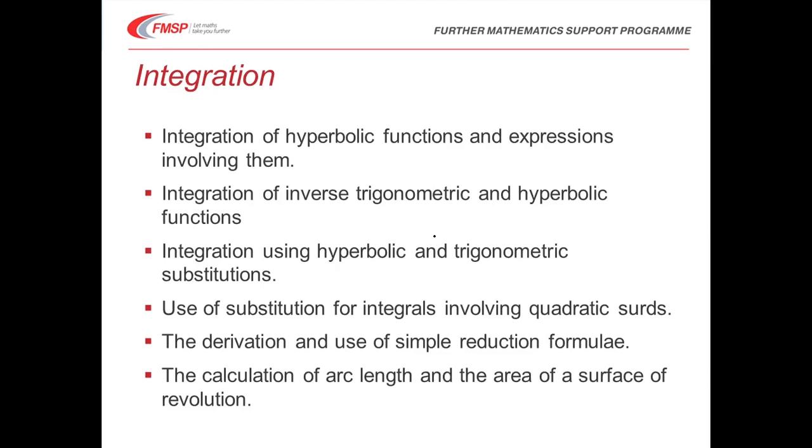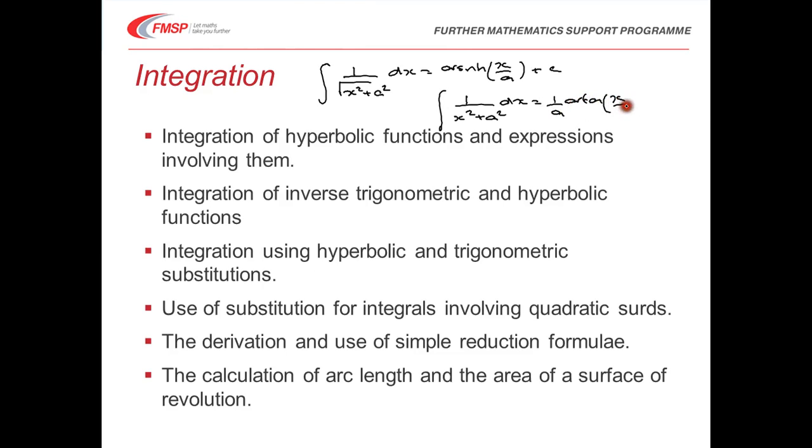We've got integration of hyperbolic functions and expressions involving them, so you need to know how to integrate cosh and sinh. You also need to know integration involving the inverse hyperbolic functions. For example, the integral of 1 over the square root of x squared plus a squared with respect to x is inverse sinh of x over a plus a constant. There are a whole load of formulae like that you need to know. Some involve the inverse trig functions, so the integral of 1 over x squared plus a squared with respect to x is 1 over a arctan of x over a plus a constant.